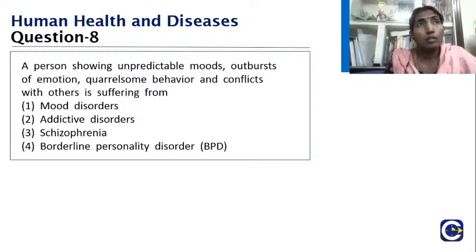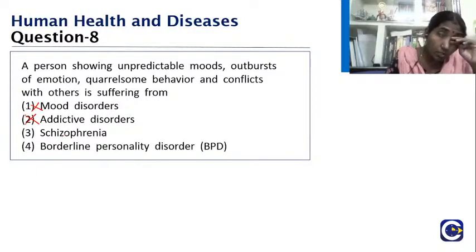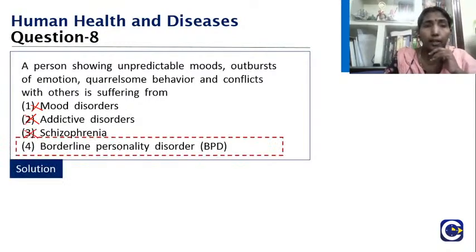What are mood disorders? Mood disorders can be like bipolar, mania. Those are all classified under mood disorder, so this cannot be the answer. Addictive disorders are in terms of drugs or alcoholism, where you don't find this. What about schizophrenia? It's an entirely different scenario. It's a form of psychosis, where they will have multiple personality disorder, so that cannot be it. So it is the borderline personality disorder, where they have unpredictable moods and outburst in the form of quarrels and conflicts with others.